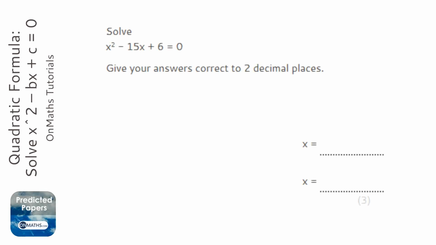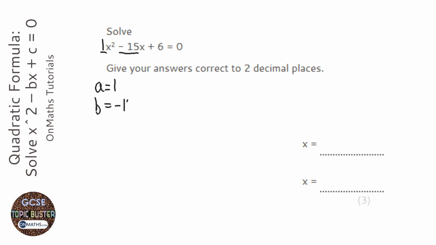Okay, so we're asked to solve a quadratic, and we're asked to give our answers correct to two decimal places. So the first thing with the quadratic is you need to know what a, b and c are. A is the number before the x squared. Here it's 1, not 0. B is the number before the x term, so it's minus 15. And c is the number on its own at the end, so it's just 6.